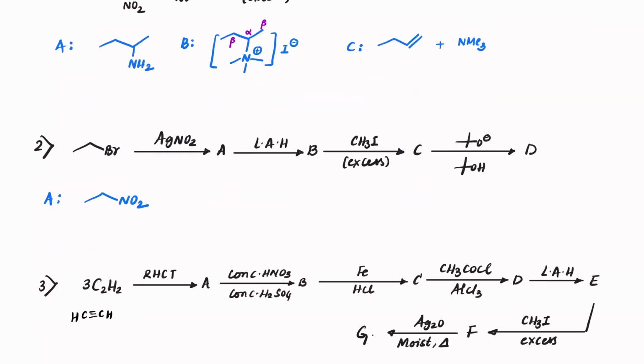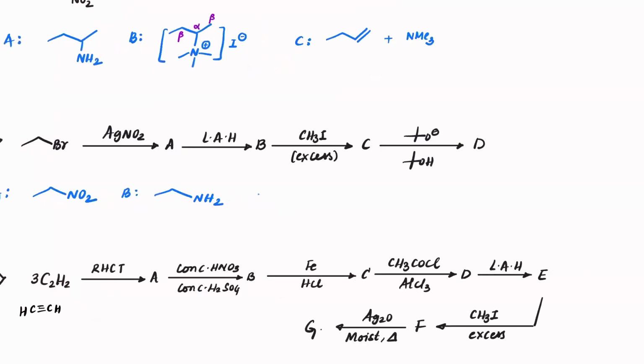Next, B is about reduction. So we'll reduce this into NH2. And thereafter, C is exhaustive Hofmann methylation. That makes it nitrogen with methyl, methyl, methyl with a plus charge. And D is about the elimination part. So the elimination will give a double bond plus NMe3.